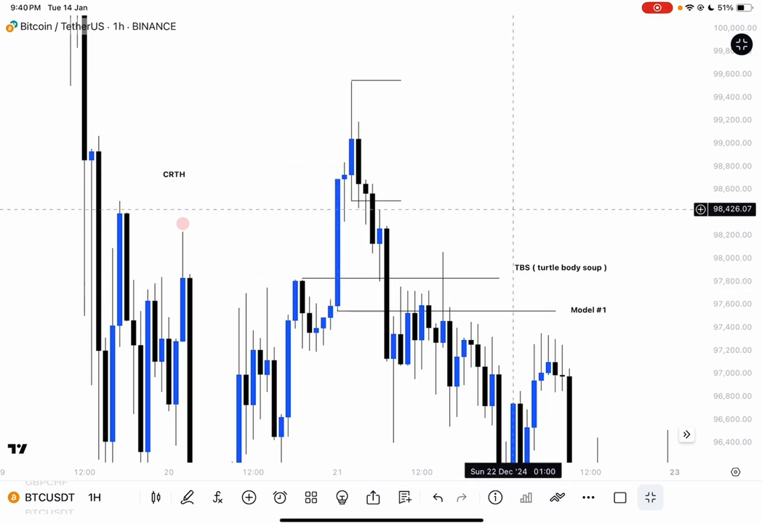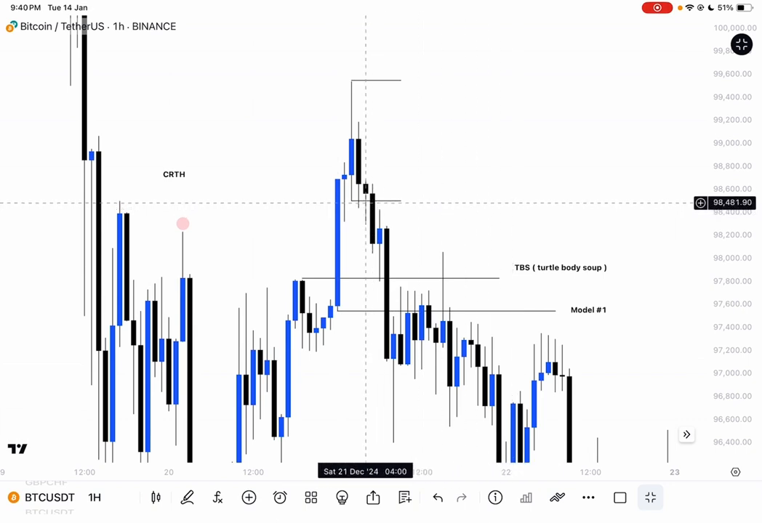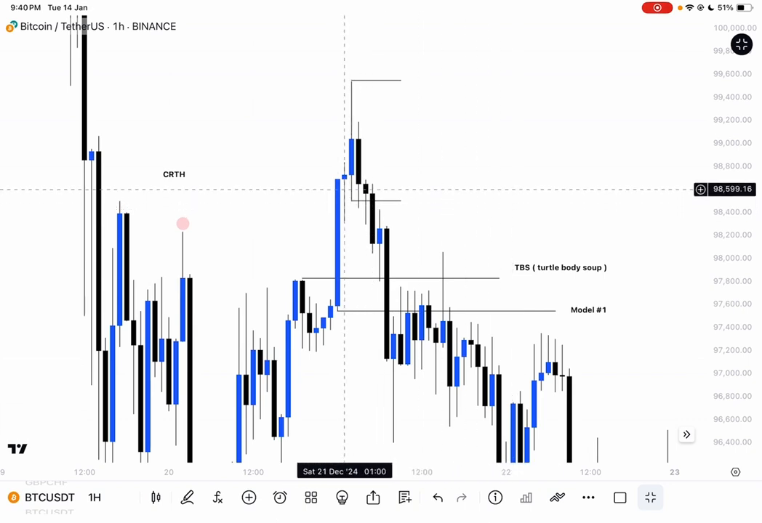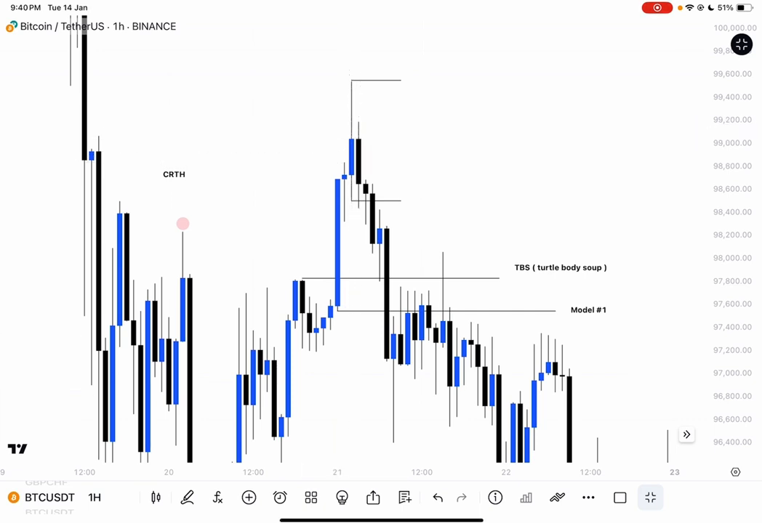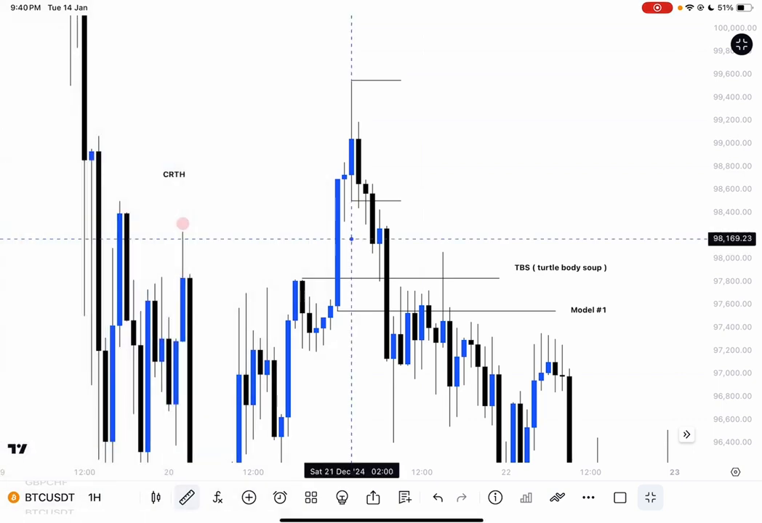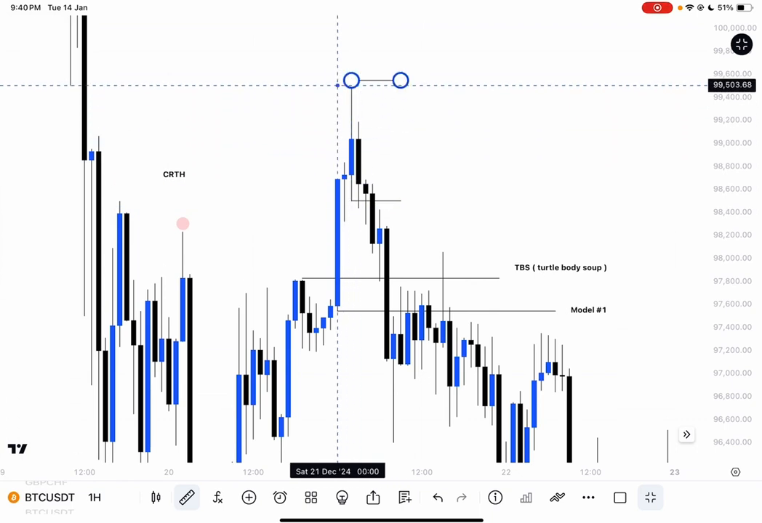Got it? So now everyone will get it. Bro, as a beginner or intermediate, how will we know whether this is a thick candle or a non-thick candle? The same method which we used to find the CRT candle, we can use here. It's not a problem. Just measure it.